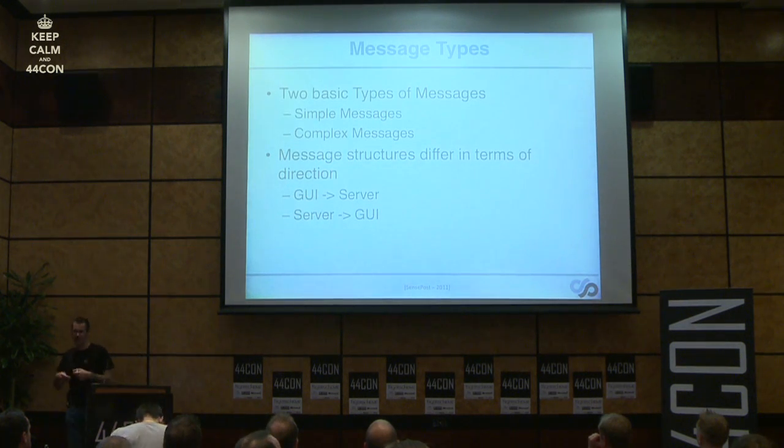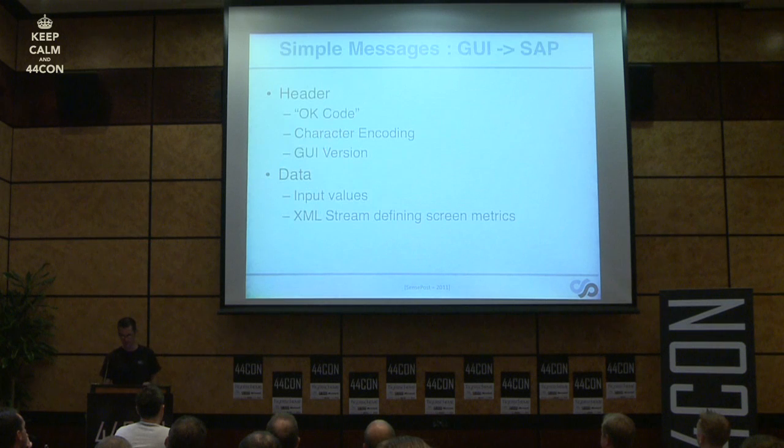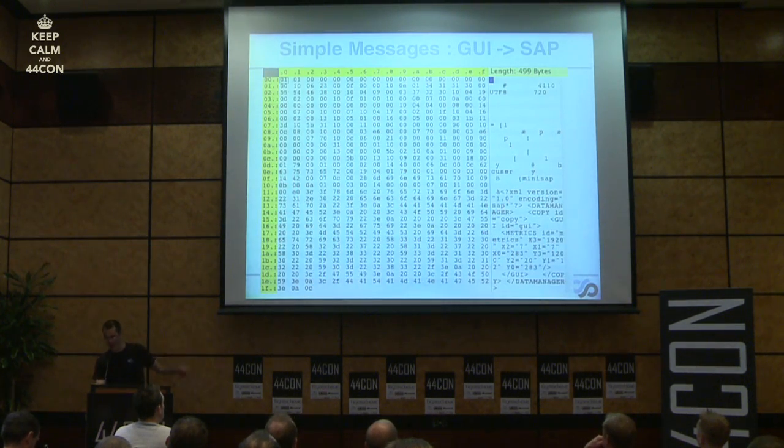In terms of message types, bearing in mind that this is based on analysis, there's probably a lot more. I've tried to simplify it as much as possible, but currently what I've seen is two types of messages. You've got simple messages and complex messages. The message structures of both of these differ in terms of the direction of communication, from the GUI to the server and from the server to the GUI. So your simple messages from GUI to SAP have a header which includes the OK code, character encoding and the GUI version, and then it might have data, which would be dialog input fields and an XML stream which defines the screen metrics. On the wire, it looks like that.